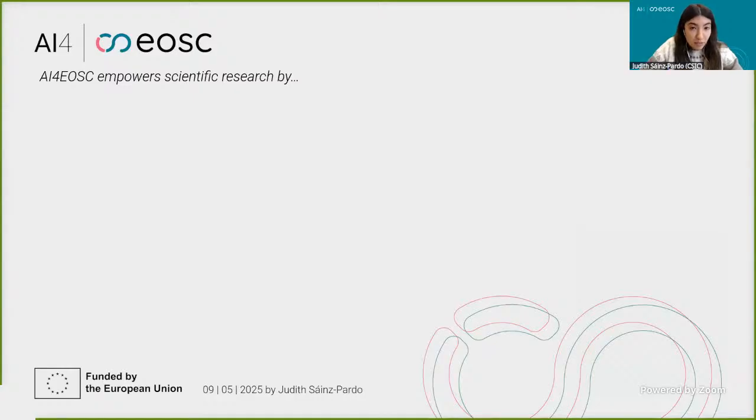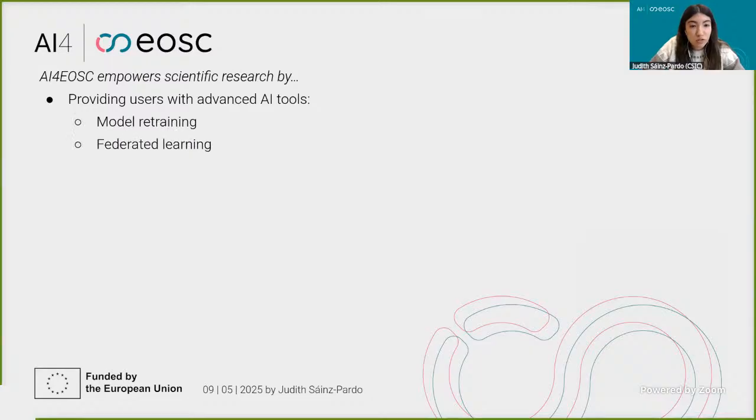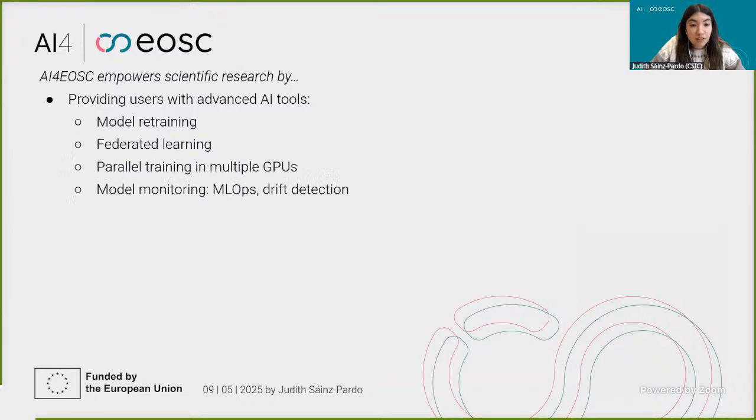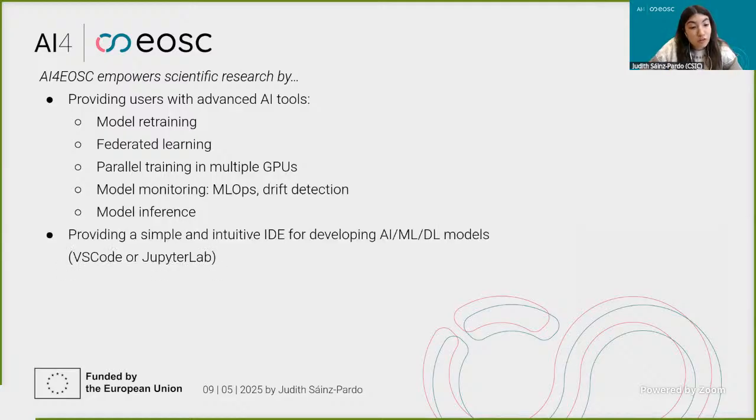And finally, let me conclude, in order to give the floor to the use cases, by saying how AI4EOSC is empowering scientific research. This is our wrap up of what I have already explained, but all in all, we want to provide the users with advanced AI tools for model retraining, for federated learning, and in general, privacy-preserving machine learning, for users being able to parallelize the training in case they can access multiple GPUs, for monitoring the models and also putting them into production with model inference techniques.